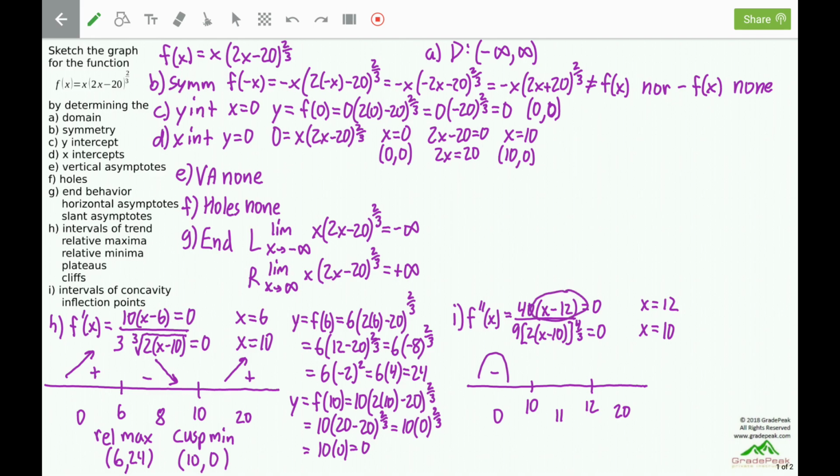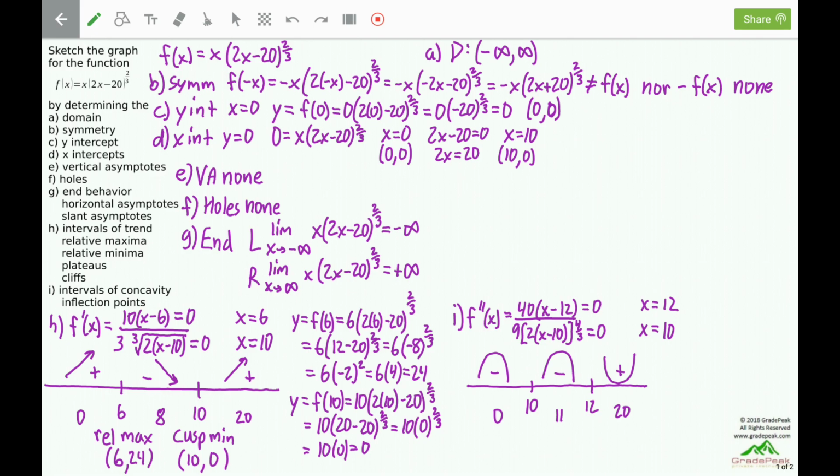Plug in the test value of 11 into the portion of the second derivative that matters. 11 minus 12 is negative. We have a negative second derivative, corresponds to concave down. And plugging the test value of 20 in to the portion of the second derivative that matters, 20 minus 12 is a positive. We have a positive second derivative, which corresponds to concave up.